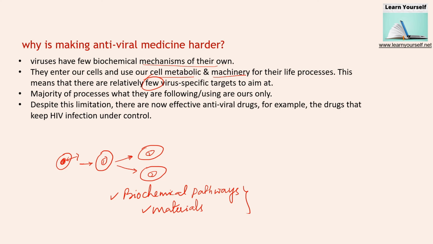Despite this limitation, there are now effective antiviral drugs, for example, drugs that keep HIV infection under control. So scientists have succeeded in making antiviral drugs, but it is a lot harder compared to making antibiotic drugs. We have very few biochemical pathways which we can target, or aim at, to kill the virus and keep their count low.